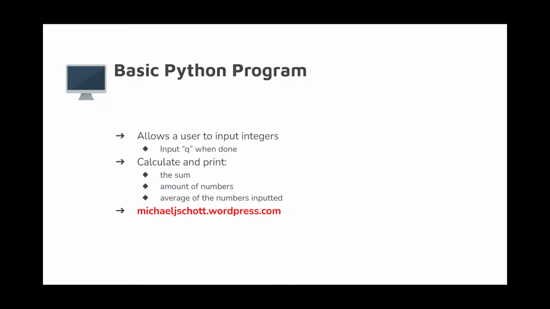Hi everyone, my name is Michael Schott and I'm going to teach you how to make a simple program in Python that incorporates a few different coding concepts: while loops, if statements, taking in user input and converting it to integers, and print statements. The program will allow a user to input as many integers as they want and then input Q when they are done, and the program will calculate and print the sum of the numbers, the amount of numbers inputted, and the average of all the numbers.